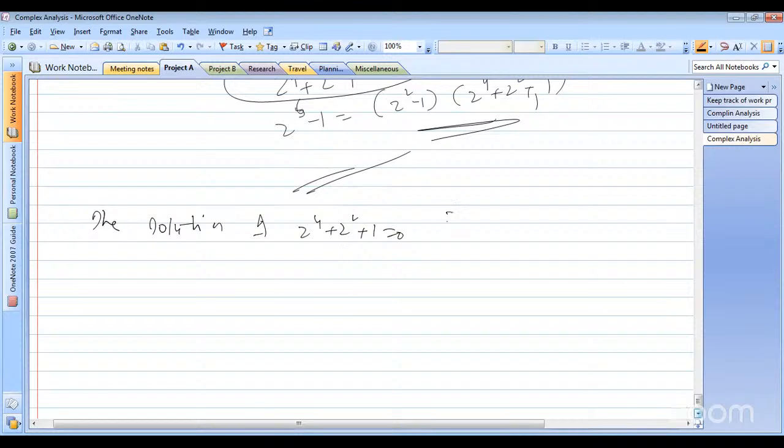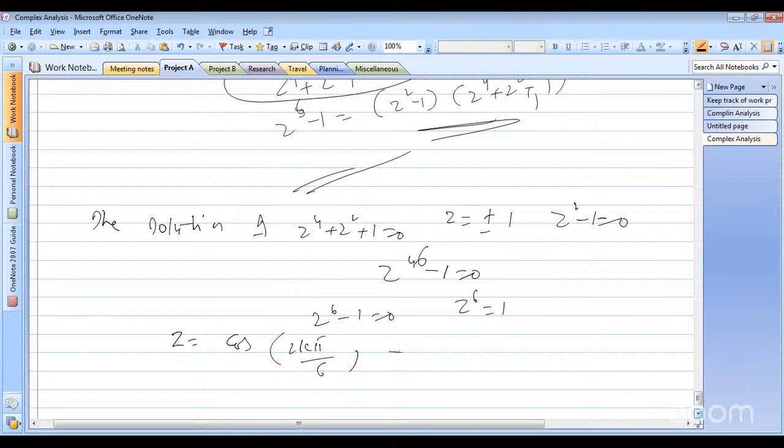Given the equation, z = ±1 comes from z^2 − 1 = 0. So z^6 − 1 = 0, or z^6 = 1. Therefore z = cos(2kπ/6) + i sin(2kπ/6), where k = 0, 1, 2, 3, 4, 5.